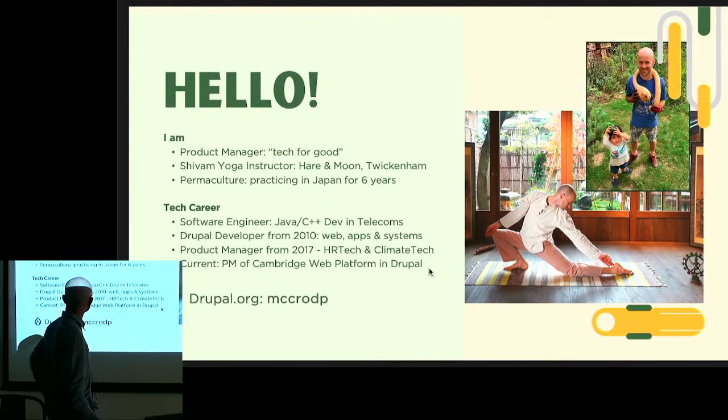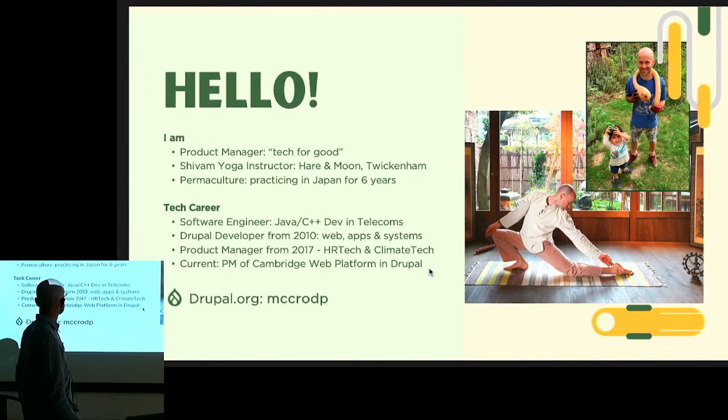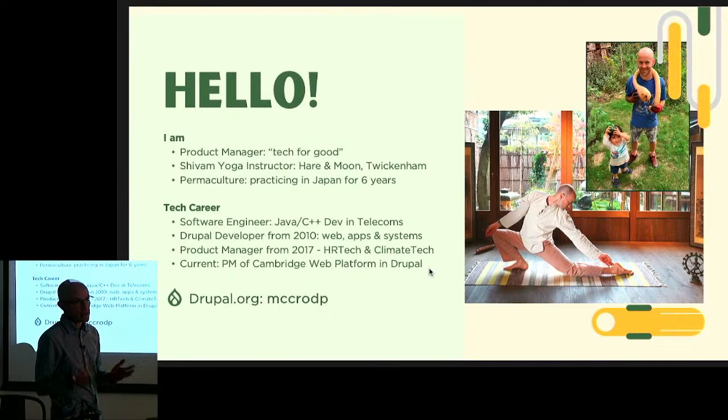Just briefly about myself, I'm a product manager, and I like working in the tech for good space. I'm a Shiva yoga instructor. I'm certified in permaculture, so I have some diverse interests. In my tech career, I was a developer at one point in my life, starting in Java and C++, then moved into Drupal and then into HR. That's how I got into product. Then I worked in the climate space and did a full loop back around to PM of a Drupal web platform working for the University of Cambridge.